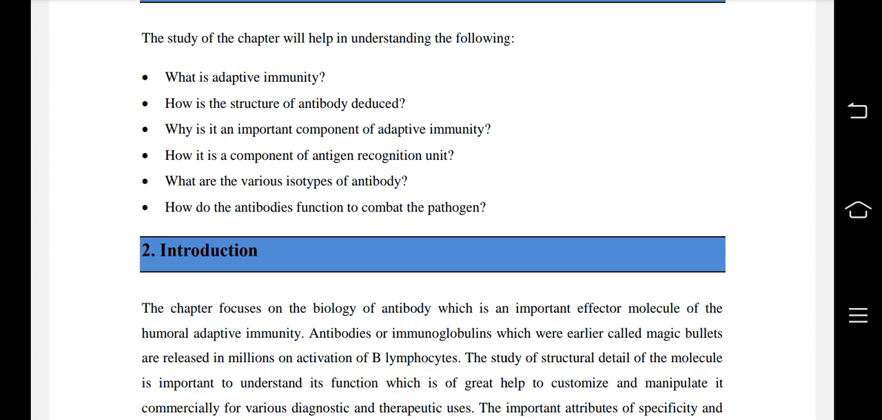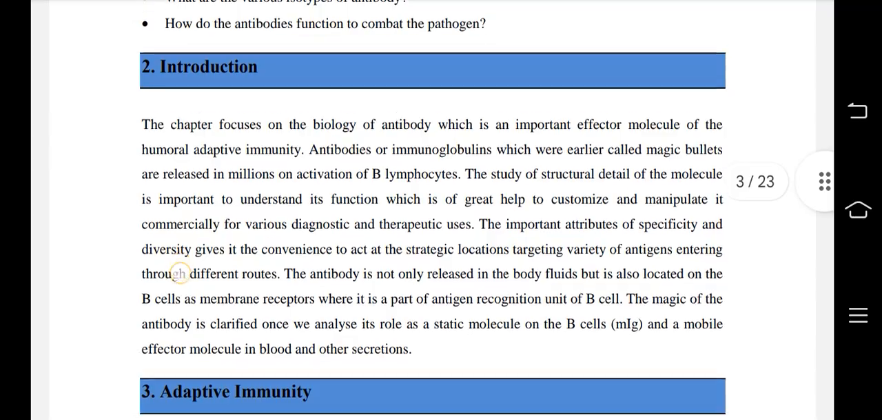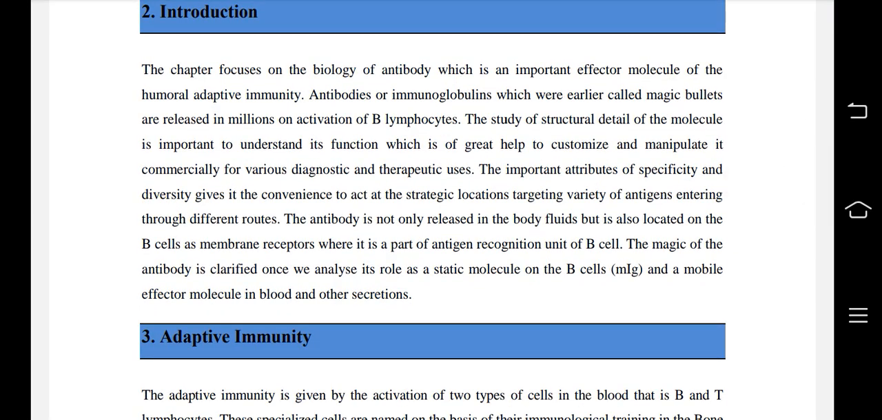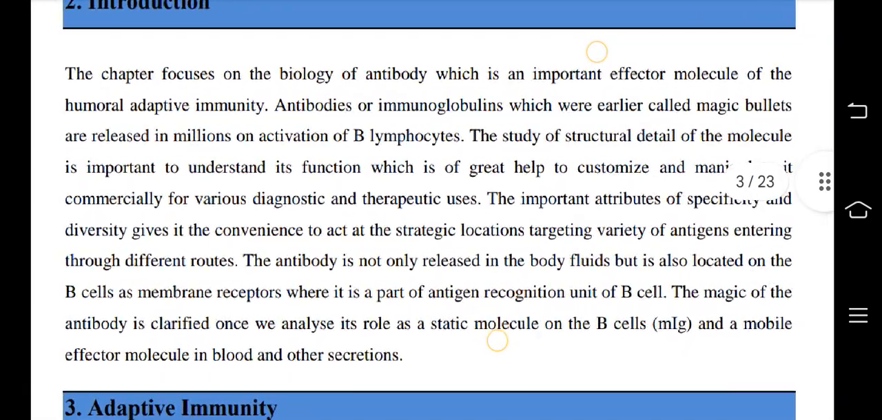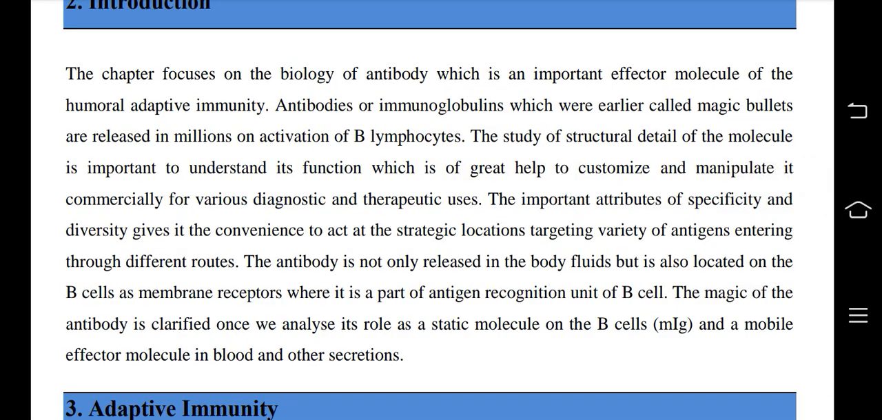The study of the chapter will help in understanding what adaptive immunity is and such kind of things. So let's have an introduction. The chapter focuses on the biology of antibody, which is an important effector molecule of the humoral adaptive immunity. Antibodies or immunoglobulins, which were earlier called magic bullets, are released in millions on activation of B lymphocytes. The study of structural detail of the molecule is important to understand its function, which is of great help to customize and manipulate it commercially for available diagnostic and therapeutic uses.